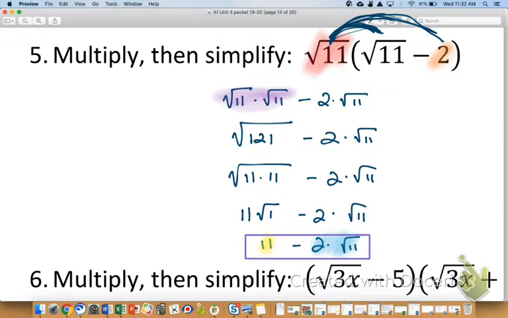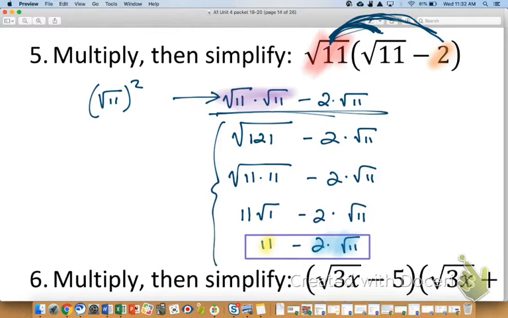Did anybody see how we could have done this a lot faster? At what step could we have just basically answered? If you notice this, square root of 11 times square root of 11, isn't that just the square root of 11 squared? And what's the square root of something squared? Don't the square root and the square just cancel out, leaving you with 11? So honestly, after this step, we probably could have jumped right to a final answer. But I wanted you to see these steps so you can see why.